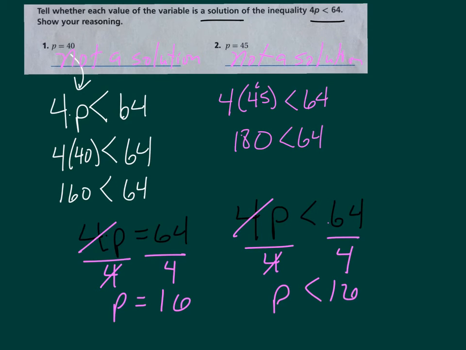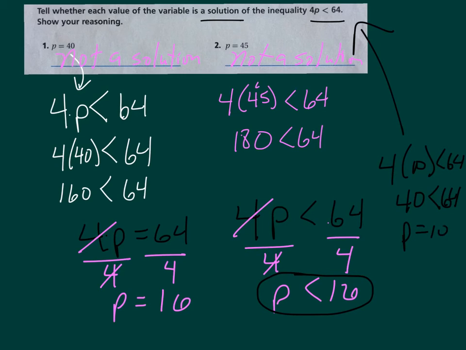That means any number, in order to be a solution that makes this inequality true, has to be less than 16. Let's test that out. Let's try the number 10. 4 times 10 is less than 64. 4 times 10 is 40, and sure enough, 40 is less than 64, so 10 would be a solution. So p equals 10 is a solution. Let's try a couple more.